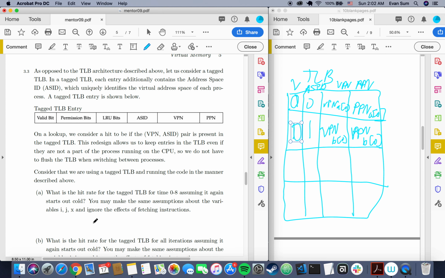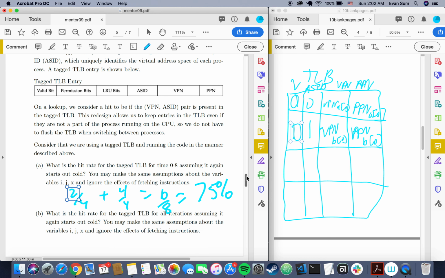So looking at what we just did, out of the first 4 we got 50%, so 2 out of the first 4, and then we got 4 out of the last 4. That means we got a total of 6 out of 8, which is 75%. Because of this ASID, it turned out much better, and the hit rate is a lot better.